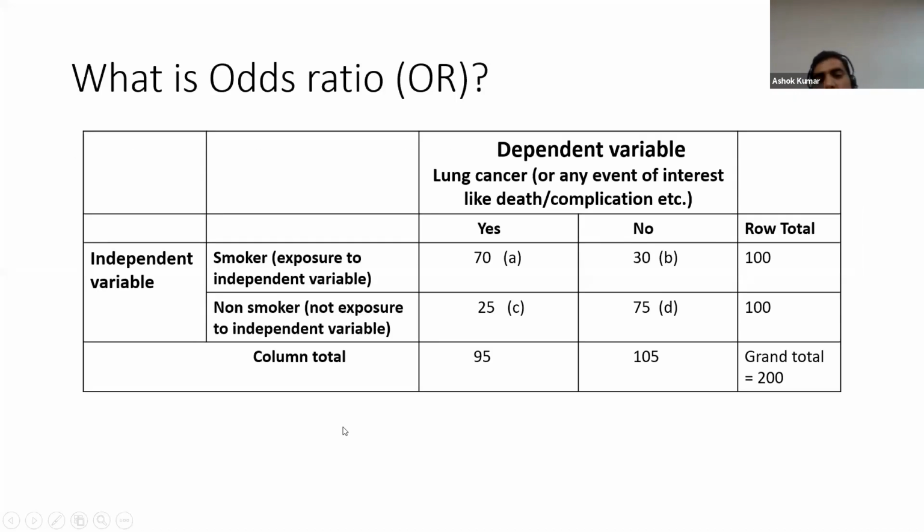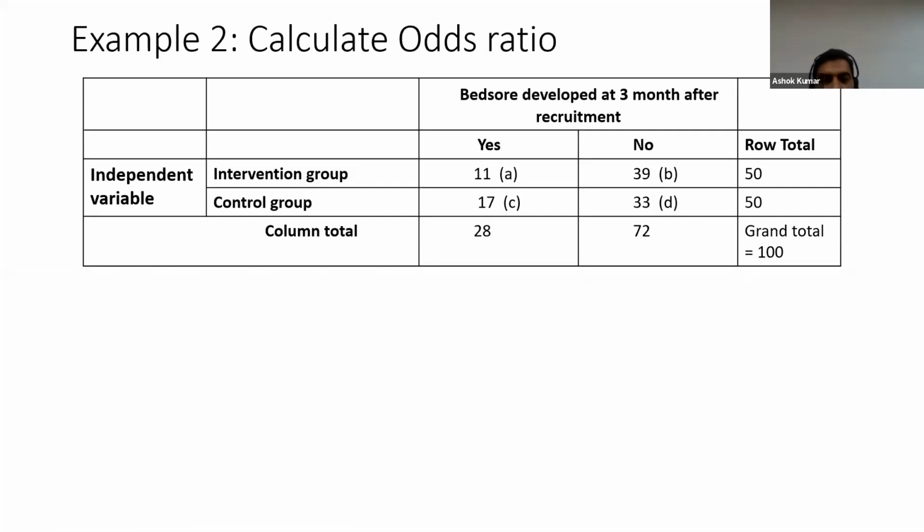So please, I'll give 1 minute to you. After that, I will start. Please calculate the odds ratio. Intervention group and control group, bedsores developed at 3 months after recruitment. Yes, no: 11, 39, 17, 33. Please write down in the chat box. Only 1 minute.